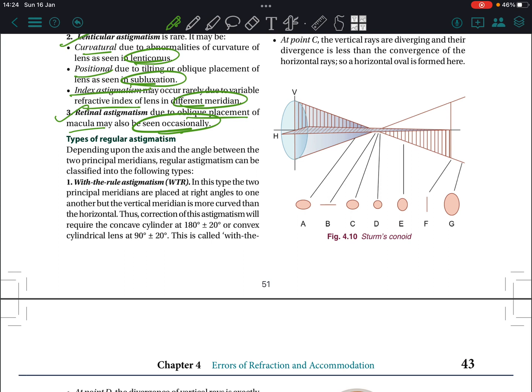Types of regular astigmatism: with-the-rule astigmatism. In this type, the two principal meridians are placed at right angles to one another, but the vertical meridian is more curved than the horizontal.